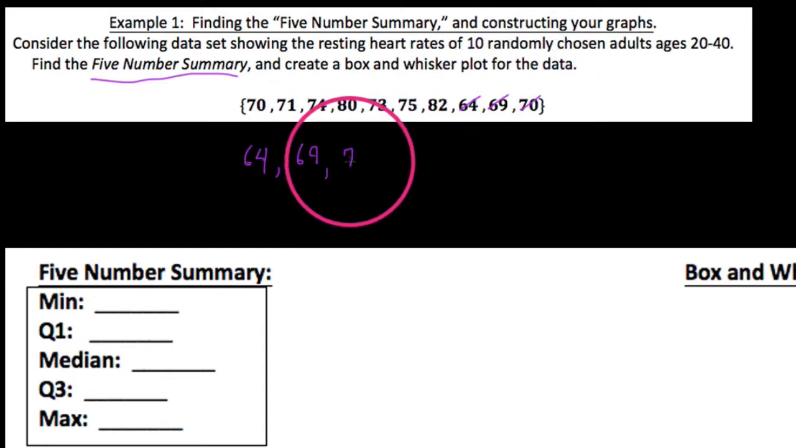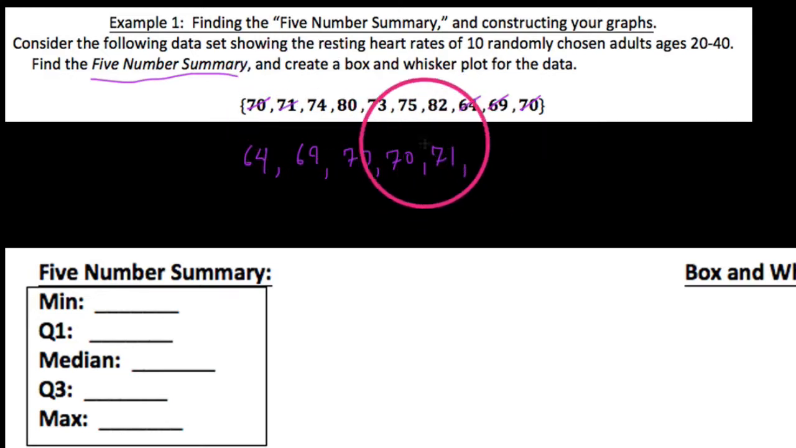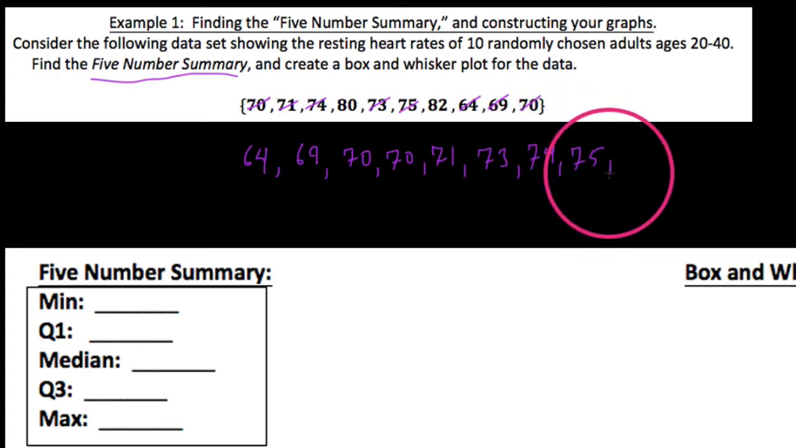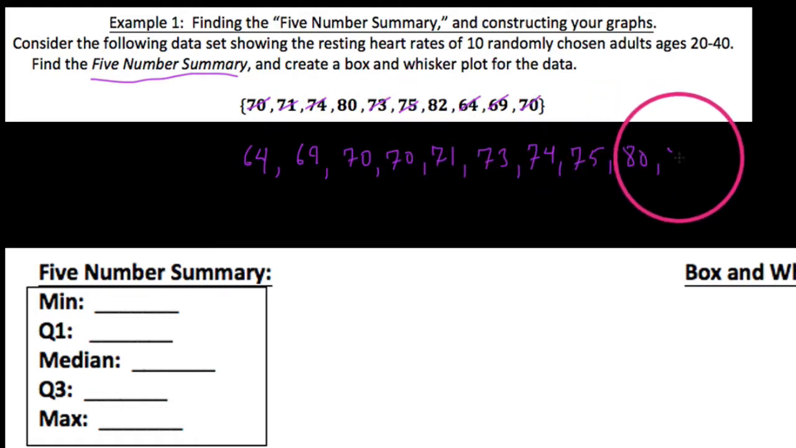Looks like we have a 70 here. I don't know if we have any other 70s. Looks like we have a 70 up here, so 2 70s. So 70, 70. We're going to go for 71 next. So that's half of our data set there. No other 71s. Looks like no 72, 73 though. So we're going to go 73, 73, 74, and 75. So we're going to put 74 and 75 on our list here. And then it looks like it goes into the 80s, and we end with 80 and 82.